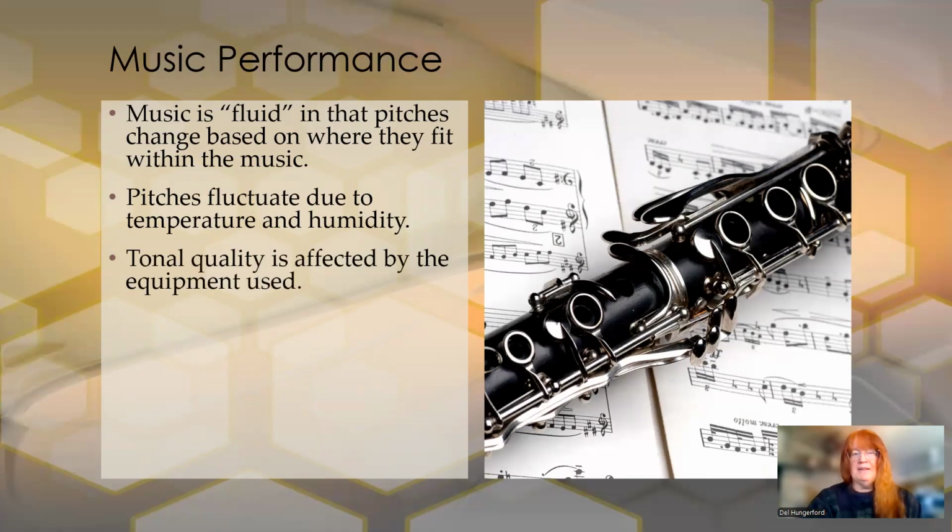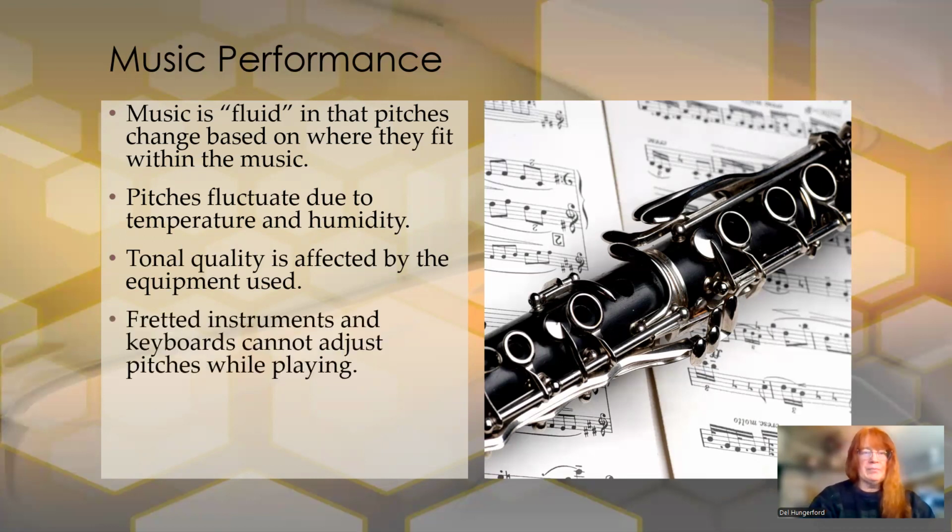Tonal quality is affected by the equipment used, like clarinet. Plastic clarinets are going to sound very different than ones made of ebony. And they have different varieties of them now. Some are made of rosewood, and they're going to have a much mellower tone. And the mouthpiece makes a huge difference as well.